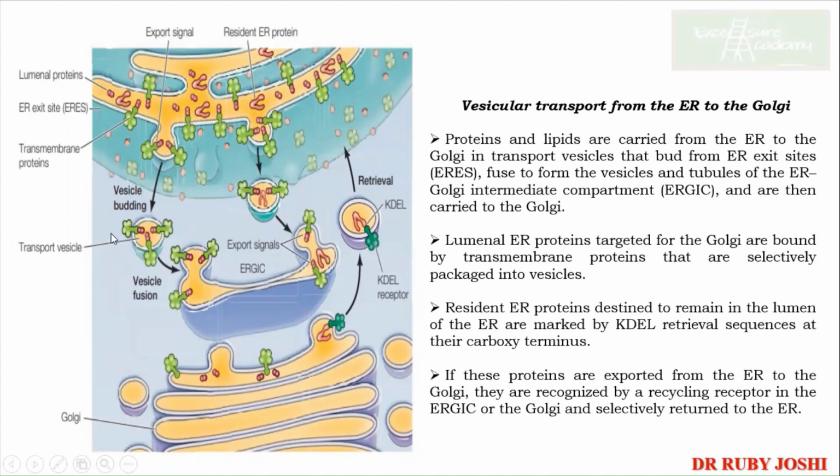Okay, so let's say that this vesicle is budding, so it is carrying all the export signal. Can you see this? They have highlighted over here, and inside that you have got your proteins. And any lipid, if it is meant for the distribution, this vesicle will exit from the ERES site. Where will the vesicle form? Where the ERES site is, that is your ER exit sites.